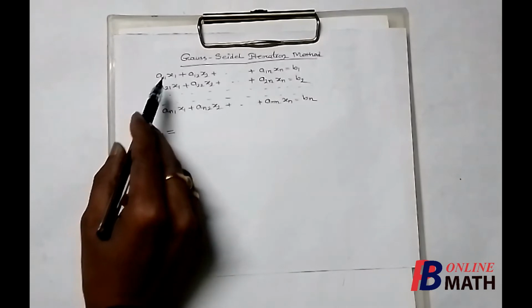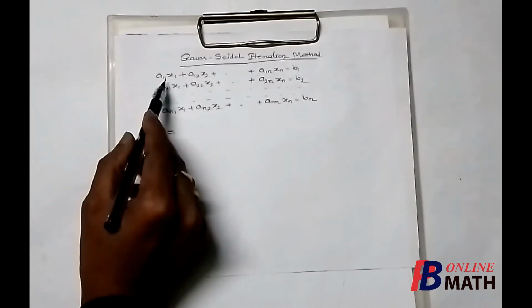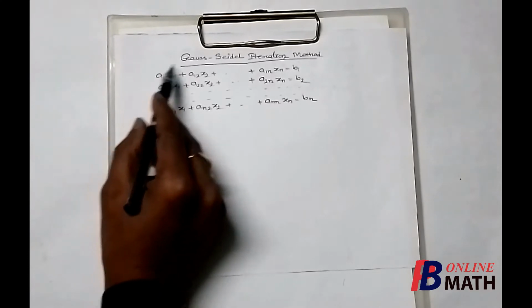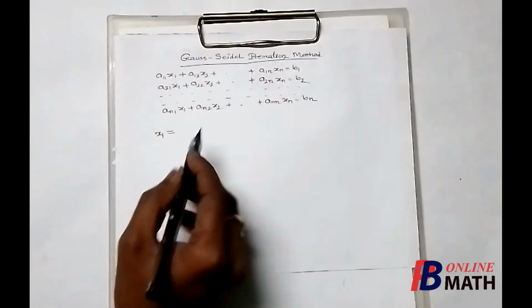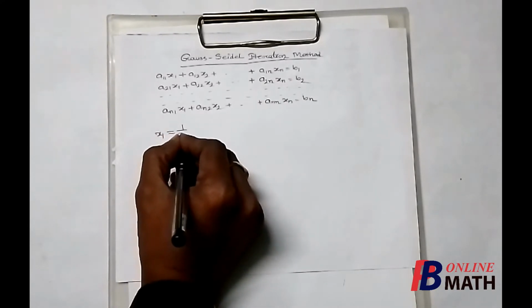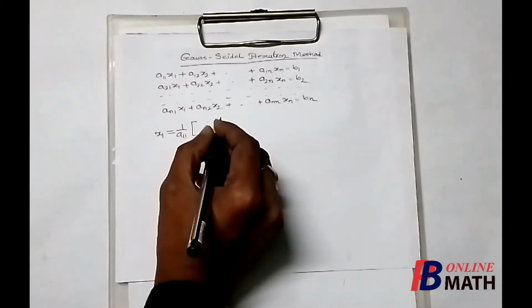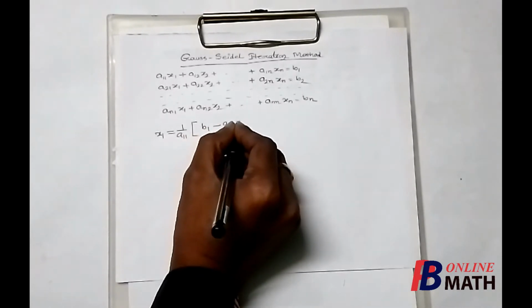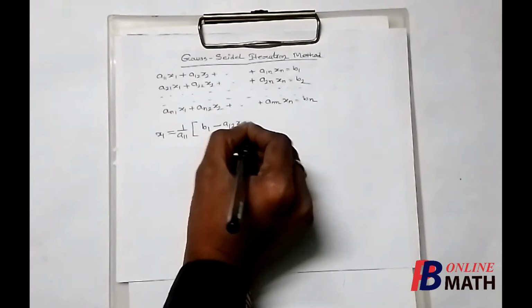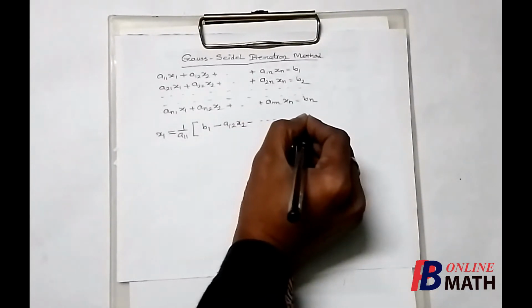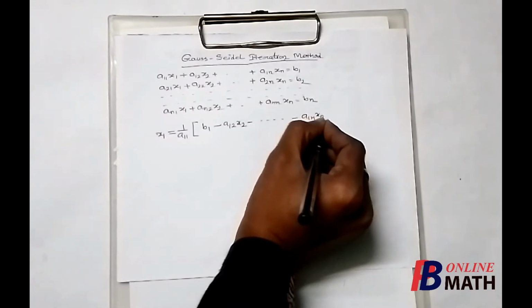Now from the first equation, we keep the variable x1 on the left hand side and we take all the remaining values on the right hand side. Then the right hand side becomes 1 by a11, it is multiplied by b1 minus a12x2 minus a13x3 up to minus a1n xn.